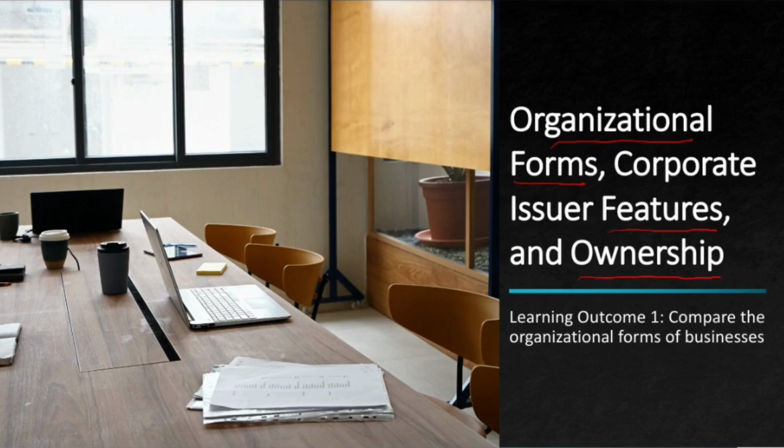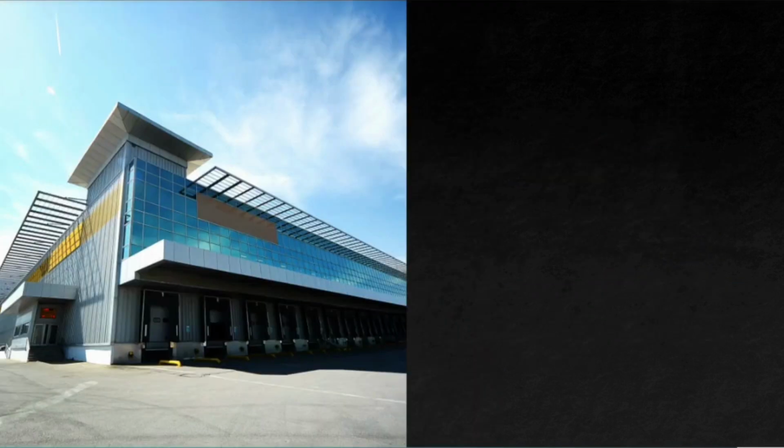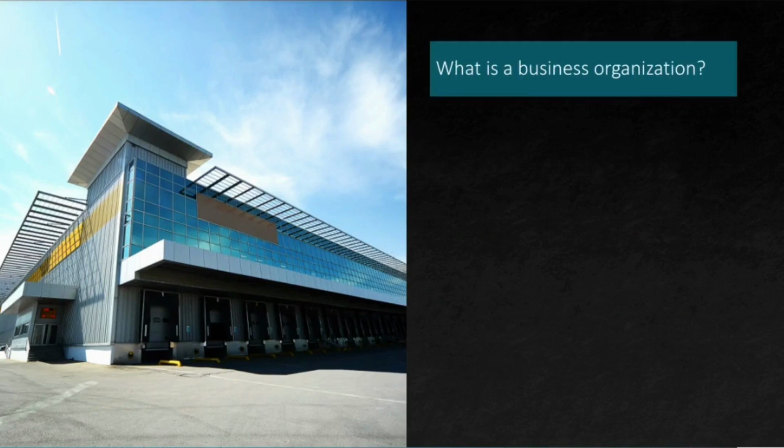This chapter has 3 learning outcomes. Let's begin with the first one, which requires us to compare the organizational forms of a business. So let's get started. Before we begin, let me ask a question. What is a business organization? We all know what a business organization is. Business organizations are entities involved in commercial activities conducting the owner's regular occupation, profession, or trade.